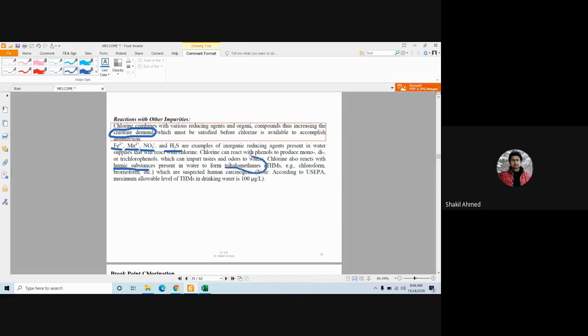Now, this is a problem. THMs, trihalomethanes like chloroform and bromoform, are carcinogenic. Do you know what carcinogenic is? That causes cancer. Yeah, so that's the problem. So your chlorine dose must be such that it does not produce these trihalomethanes.